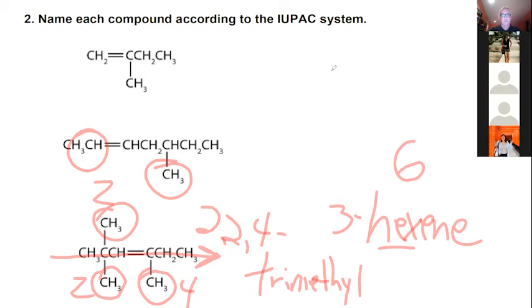So 2, 2, 4, and there's 3 methyl groups. And this is where the double bond is. So that gives us all the information we need.